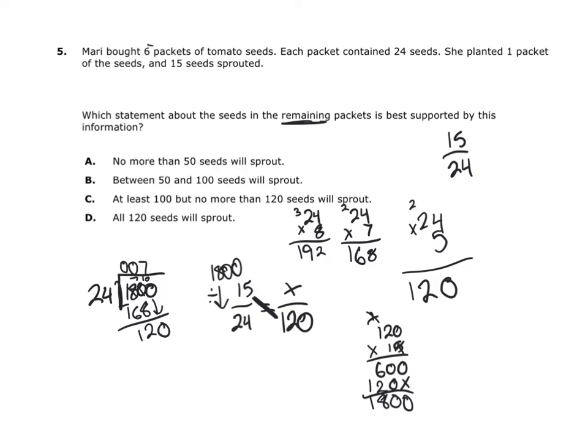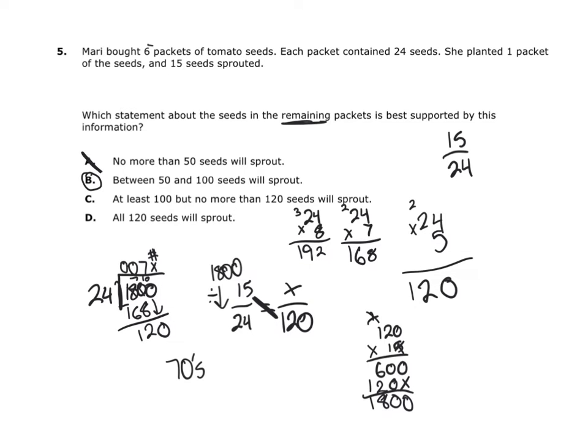Bring down the 0. Now, we know there's going to be another number here. Where the x is, there's going to be another number. Now, with that being said, it's somewhere in the 70s, right? So for our answer, A says no more than 50 seeds. Well, 70 is more than 50, so that's wrong. Between 50 and 100, that seems like the right category.